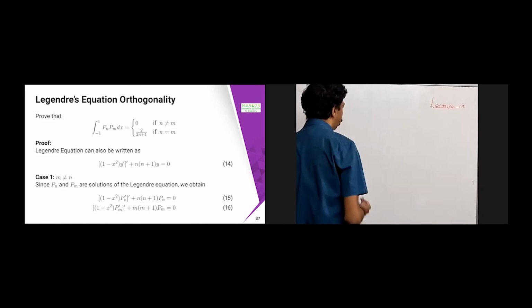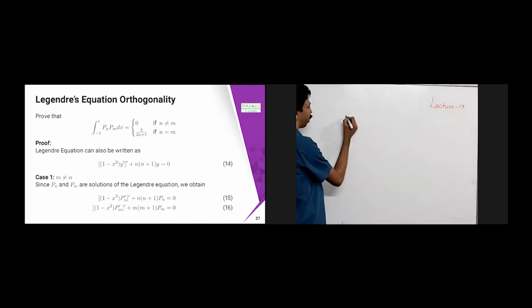The integral from minus 1 to 1 of Pn into Pm of x dx is going to be 0 if n is not equal to m, and 2 by (2n plus 1) if n equal to m. So it is not only an orthogonality property, it's called the orthonormality property. You can take it, okay? So you can just multiply by (2n plus 1) by 2, then this is going to become like.